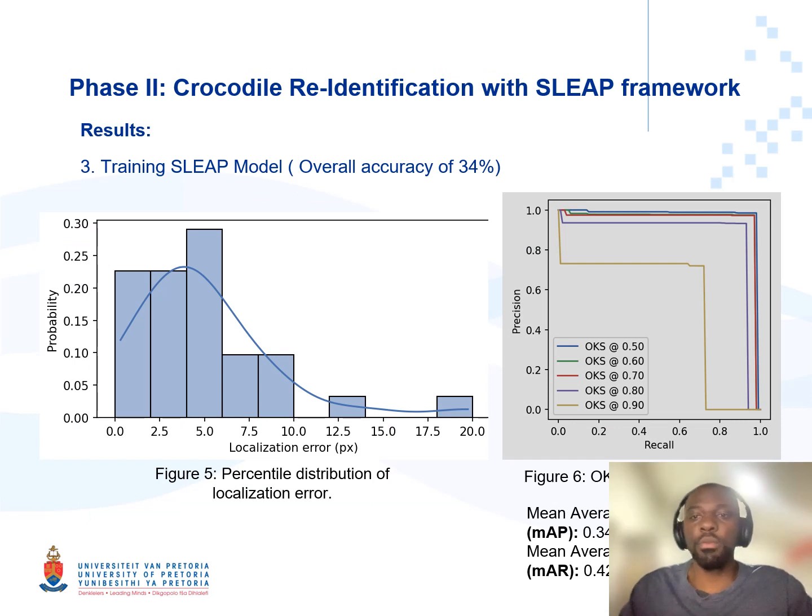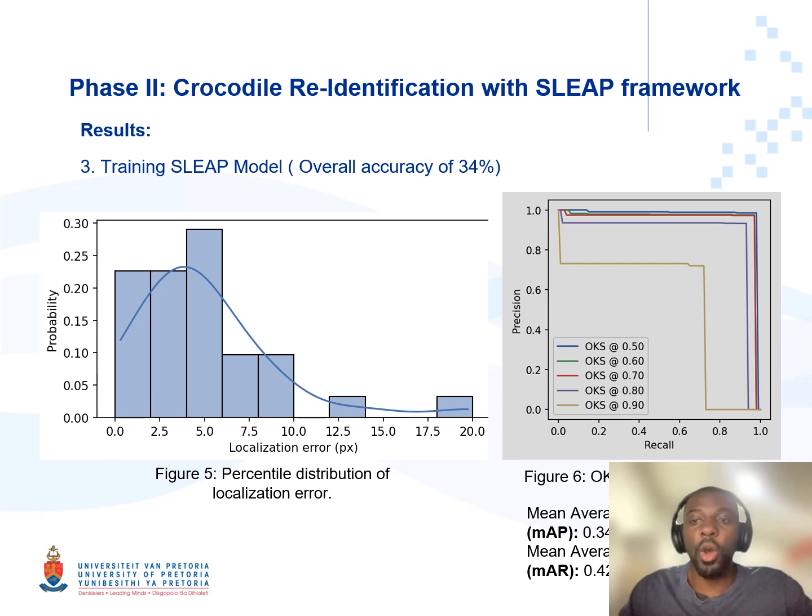Depicted is the percentile distribution of the localization error. It shows how off the model was from the ground truth of the key point locations. Another way to summarize this is through precision recall curves shown in Figure 6, which evaluate how well the model does at different thresholds of OKS scores. The higher the threshold, the more stringent are our criteria for classifying a prediction as correct.